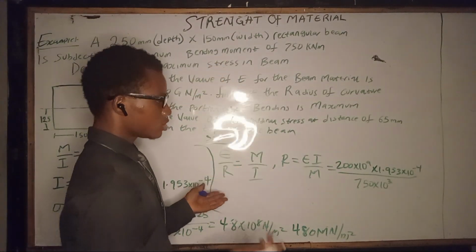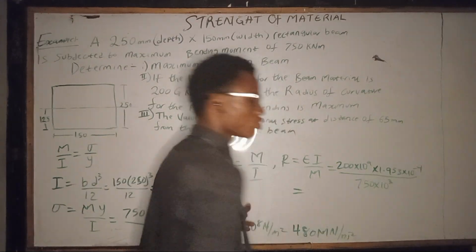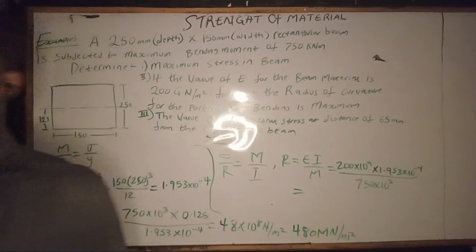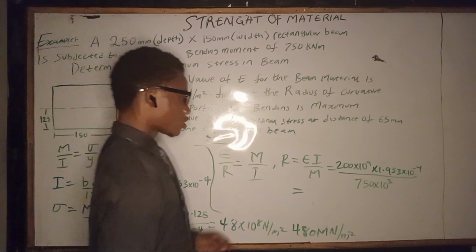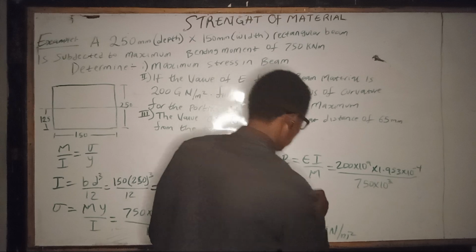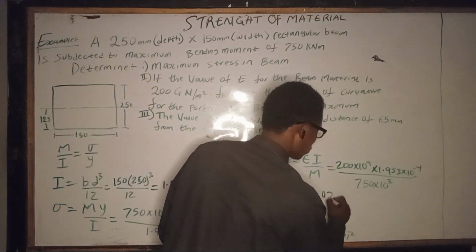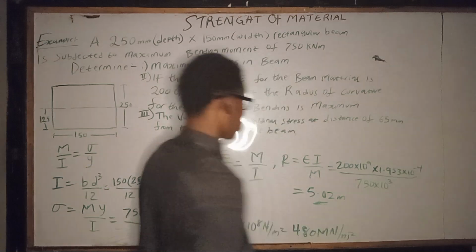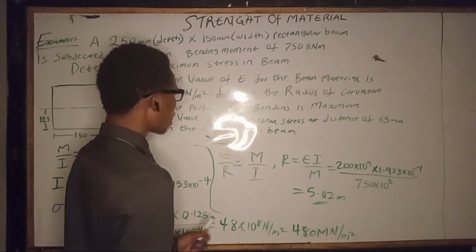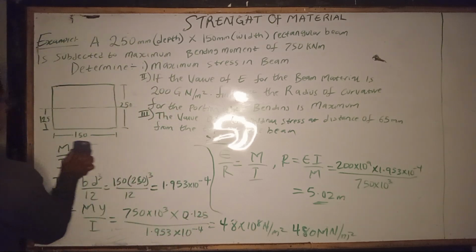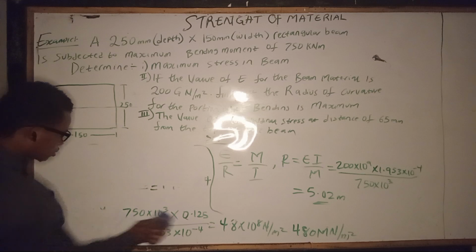So when we get all this together, our radius is going to give us 5.02 meters. So that is what our radius of curvature is going to give us. So now after that, for the third question, let's get into this.